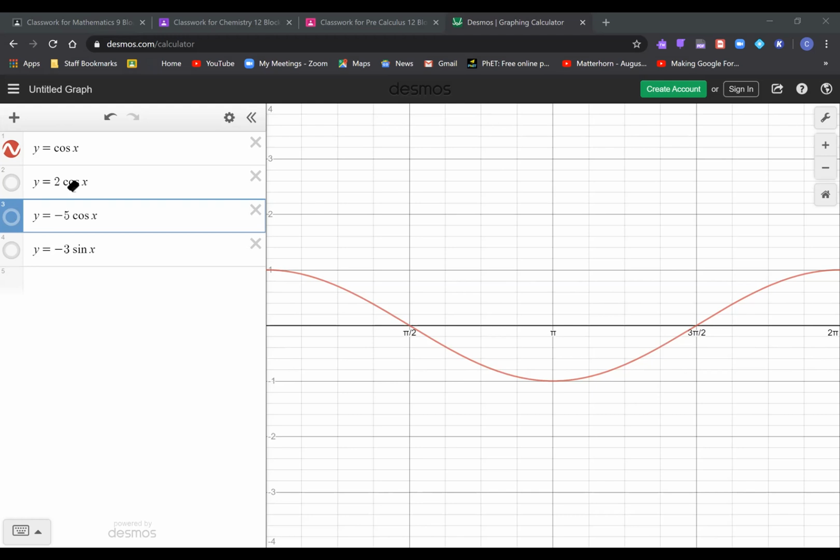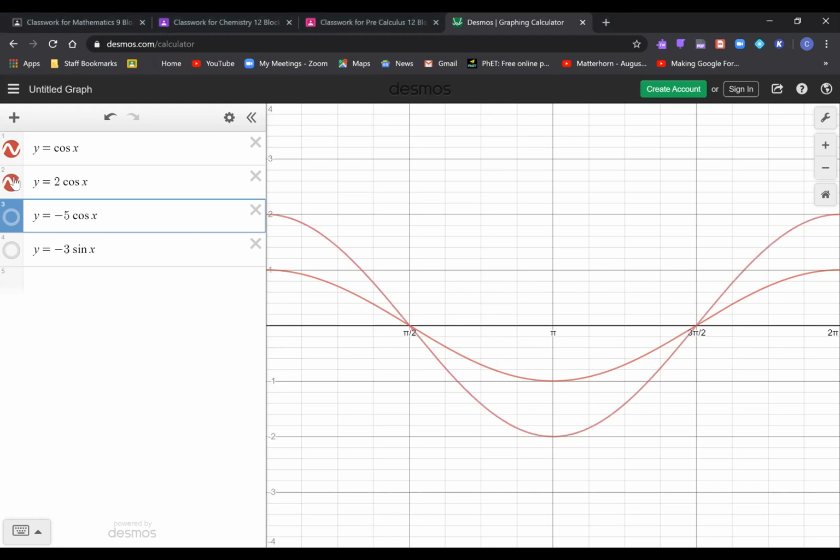Imagine that we just gave you that equation. You didn't have to draw it. We just said, what's the amplitude? What do you think the height is from the middle to the highest point or to the lowest point? Well, if we graph it, we should see that it does make things look taller. And now we're at 2 and -2. So the highest point is 2 and -2.